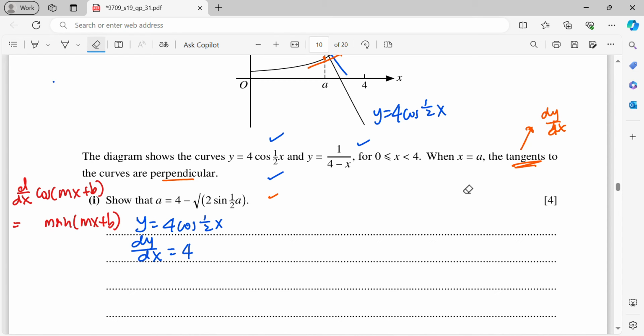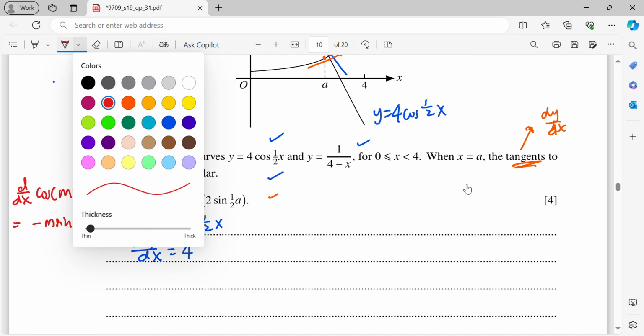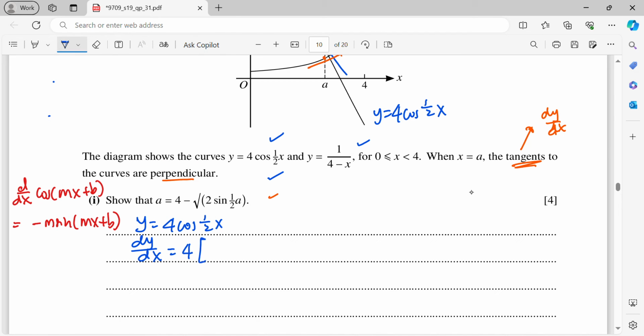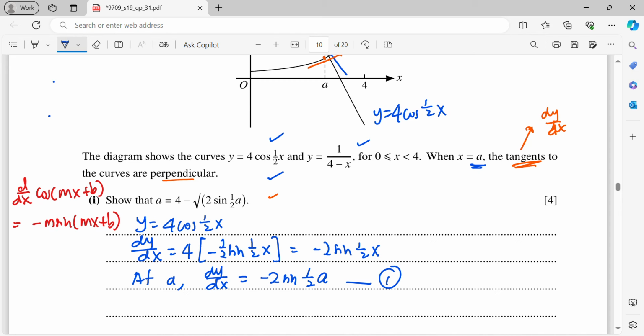Okay, so therefore, I will just write the differential of cos, minus sine, rewrite the half x, and differentiate half x, this is half. So from here, I will simplify it into minus 2 sine half x. That is my first gradient of tangent. Okay, but then it's mentioned at a. So now, at a, dy/dx, just replace the x by a, it will be negative 2 sine half a. And let this be the first equation, because this is a tangent of the first curve.